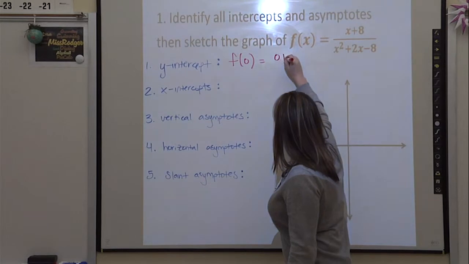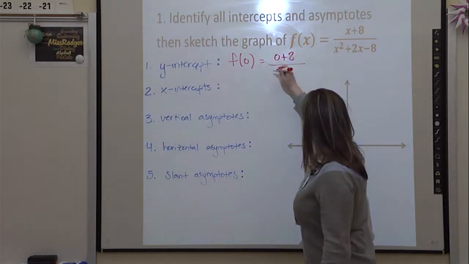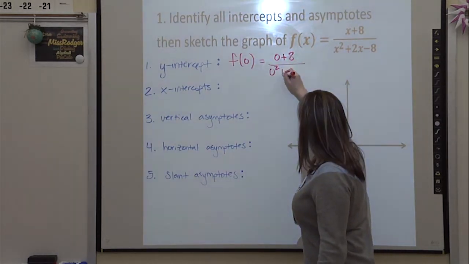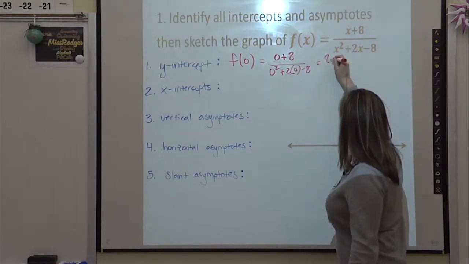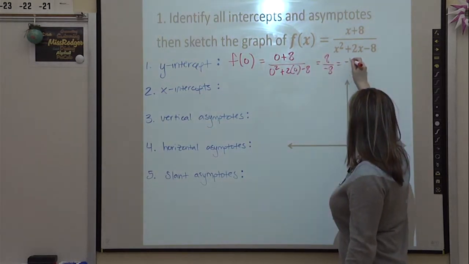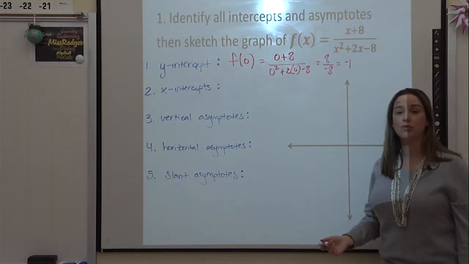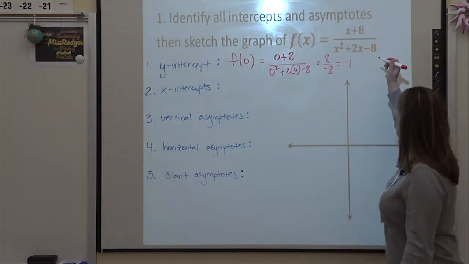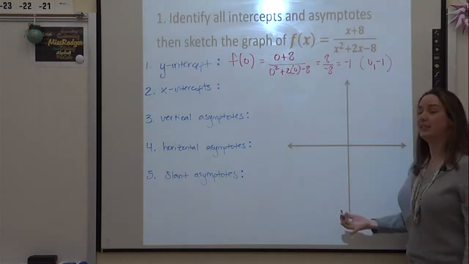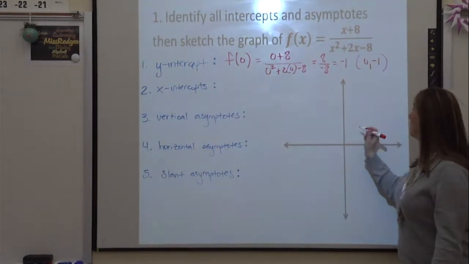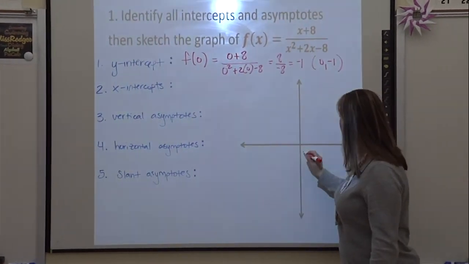So I'm going to have 0 plus 8 all over 0 squared plus 2 times 0 minus 8, which is going to give me 8 over negative 8, which is negative 1. And again, I want to write this as an ordered pair, so my answer is going to be 0, negative 1. That's my y-intercept. So I'm going to plot that, 0, negative 1.